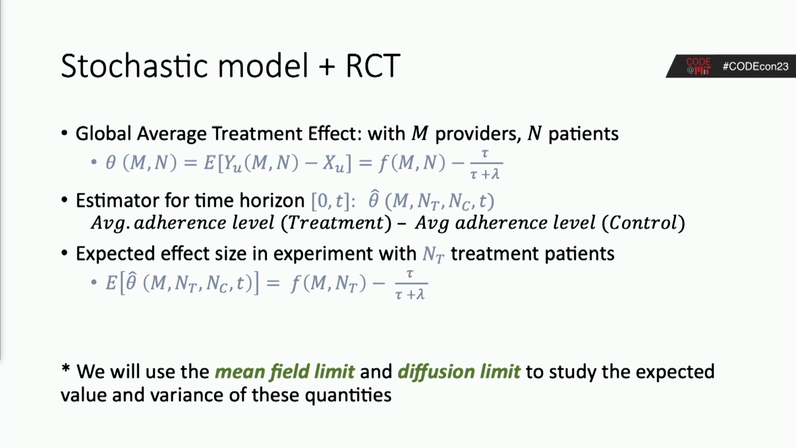And so in order to actually make progress with analytical results that are interpretable, we end up taking what is called a mean field limit and a diffusion limit. With a mean field limit, you can think of this as an analog of the law of large numbers, but for these stochastic systems. This allows you to approximate the average effects. And a diffusion limit, you can think of as analogous to the central limit theorem with this root n scaling. This will allow us to approximate the variance of these different quantities.